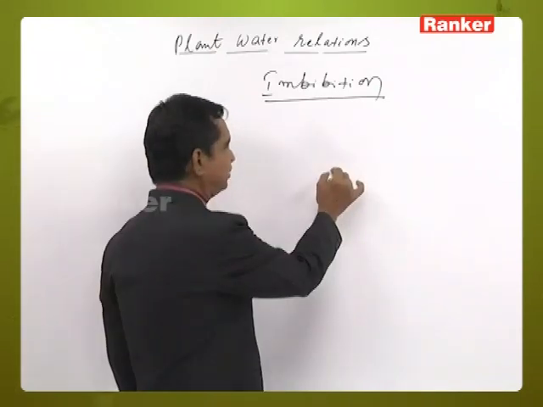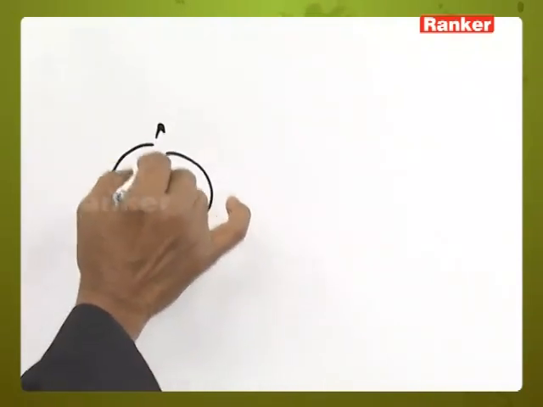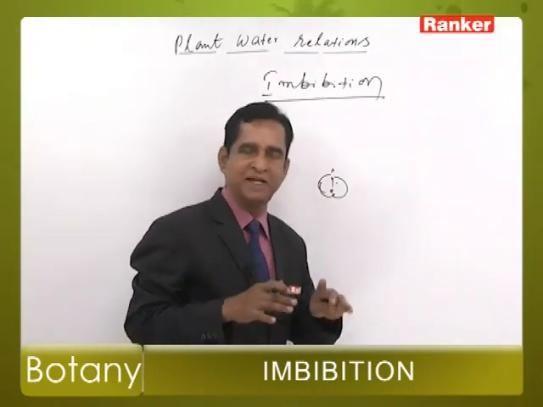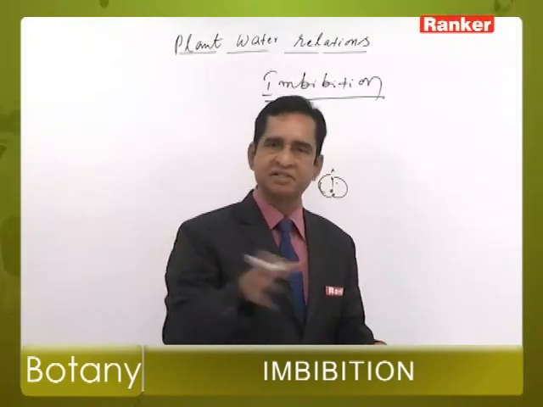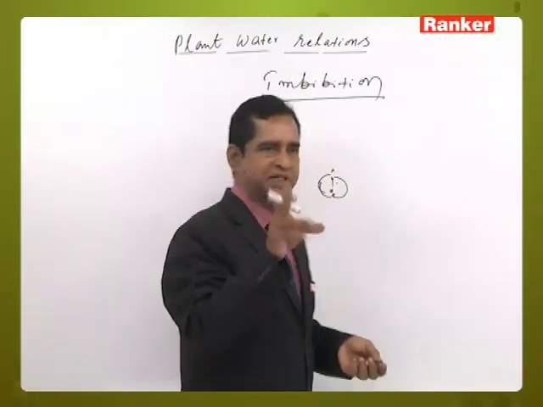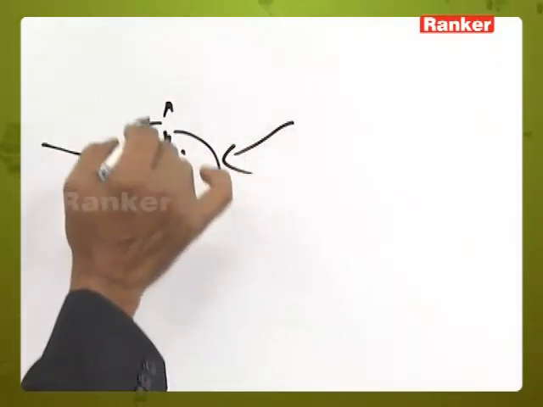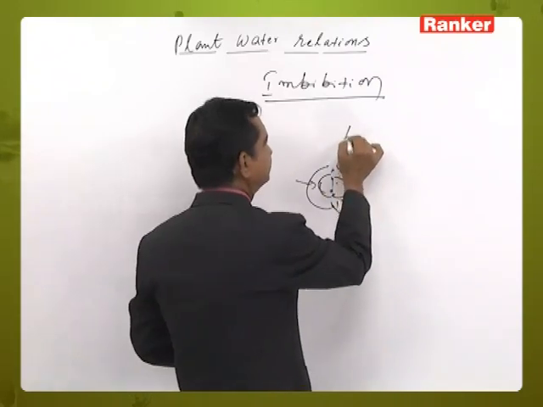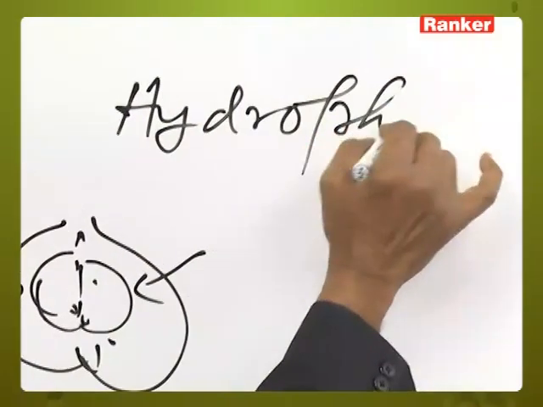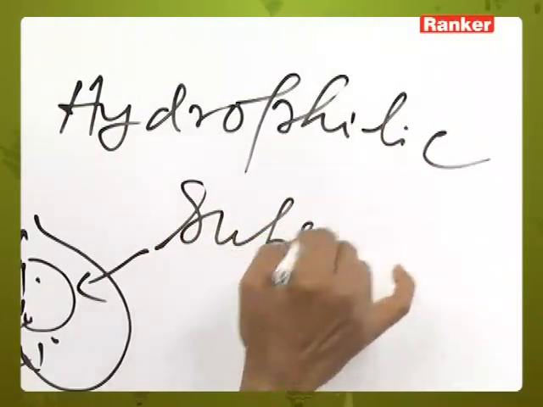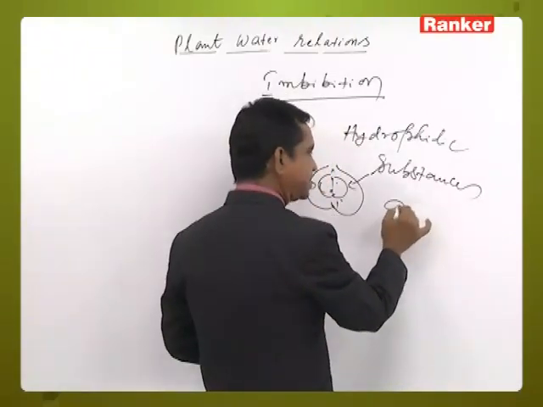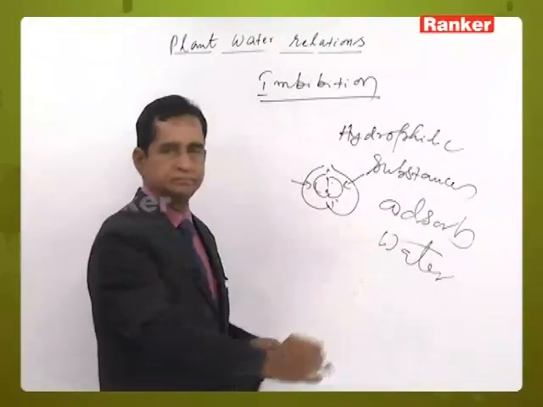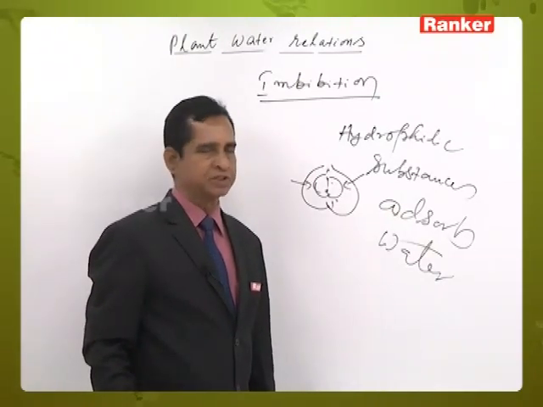For example, you place dry seeds in water. These dry seeds may be living or may be dead. You can fry the seeds and make them dead, soak them in water. Still they absorb water and they swell in size. All hydrophilic substances adsorb water, and that process is called imbibition.